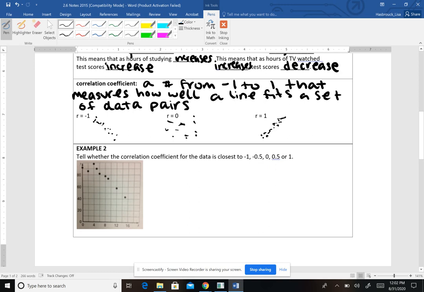In this example, we're telling whether the correlation coefficient for the data is closest to -1, -0.5, 0, 0.5, or 1. So looking at these points, I know it's a negative correlation, so it's going to be one of the negative values. And they're pretty close together. There's only a couple outliers here. Most of them would fit a line to data really well. So I would say it's closest to -1.